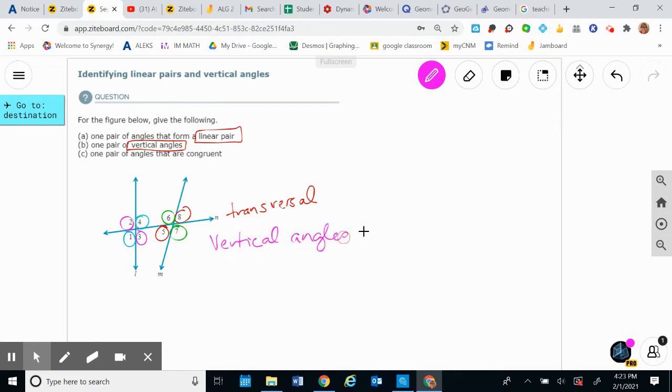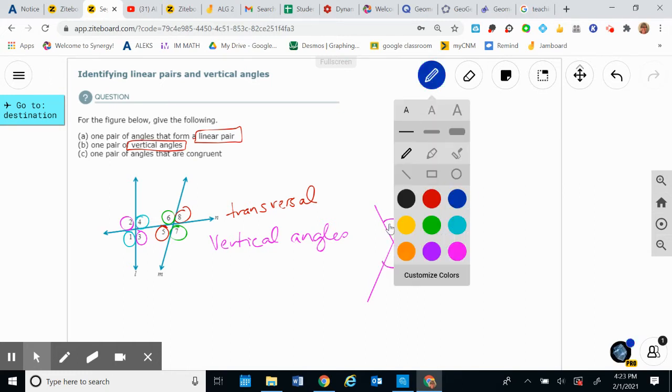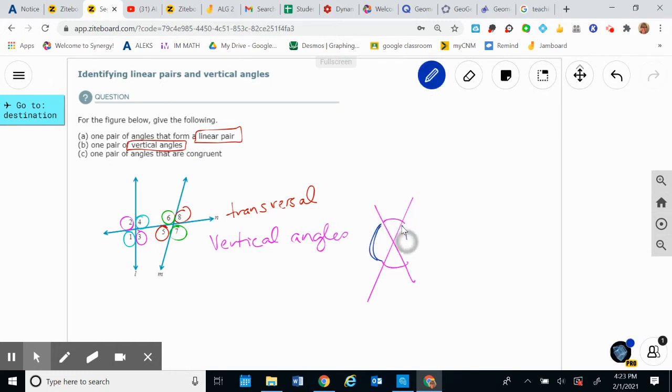Vertical angles are the angles formed when you have two lines that meet. So in other words, these two lines right here, this is one set of vertical angles, and this is the other set of vertical angles. And they are congruent. And this is going to come back over and over and over again in geometry. You might as well just learn it now.